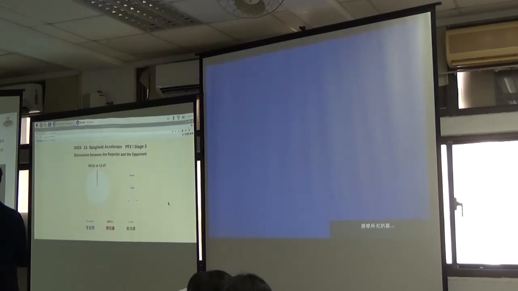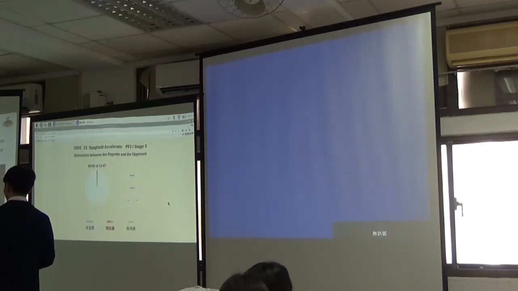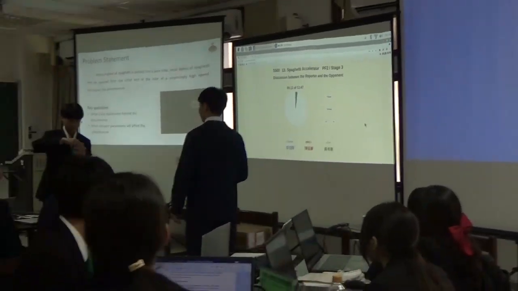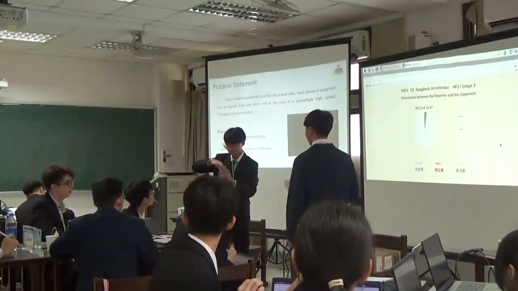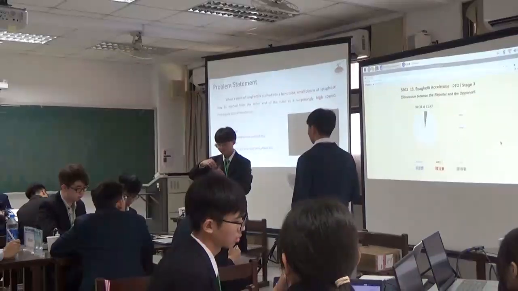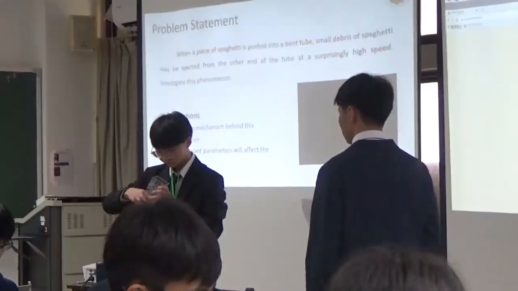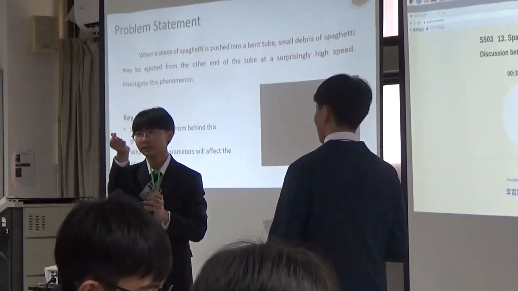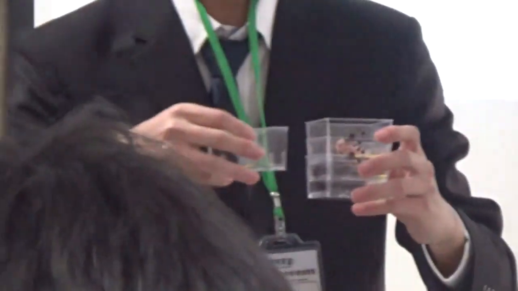Within the experiment, have you collected the broken spaghetti? You mean the little pieces? Yes. As you can see, this is the 10-degree bending tube ejecting spaghetti pieces, and this is the 25-degree one. As you can see, the length is very different.